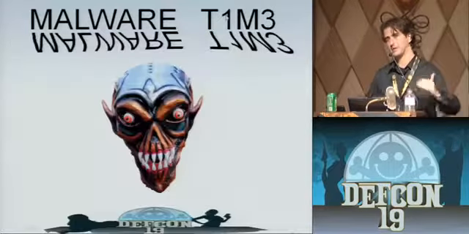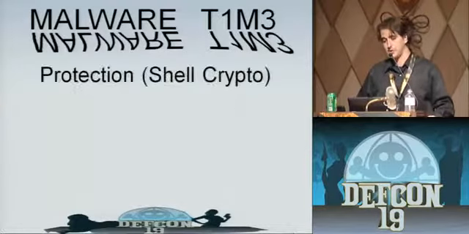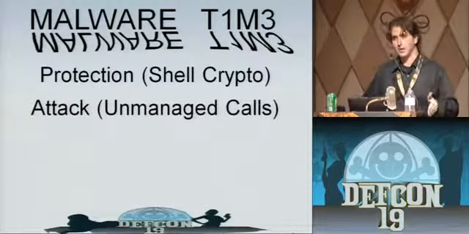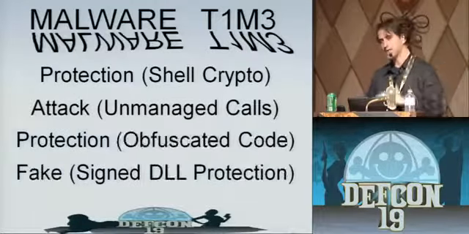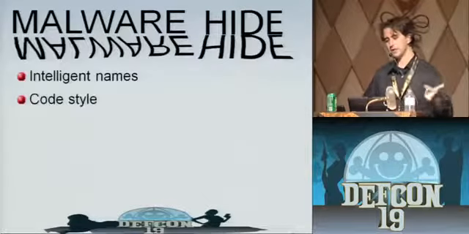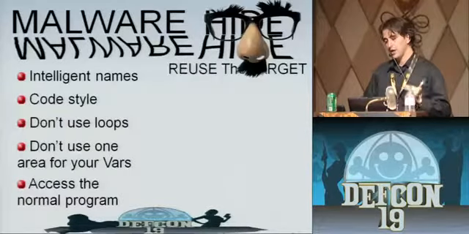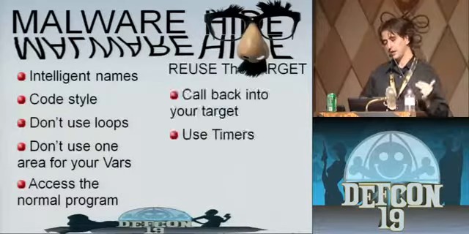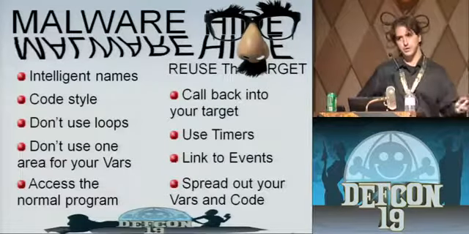So for malware, there's 1% of us that make malware. How do you hide? You use the same things. Use shells, cryptos. If they call unmanaged code, you break out and attack. Use obfuscated code, sign DLL protection to make your target feel secure. You want to use intelligent names like your target, coding style like your target. You want to blend in with your target. You want to do as much as you can to just look and feel as though you're the target.